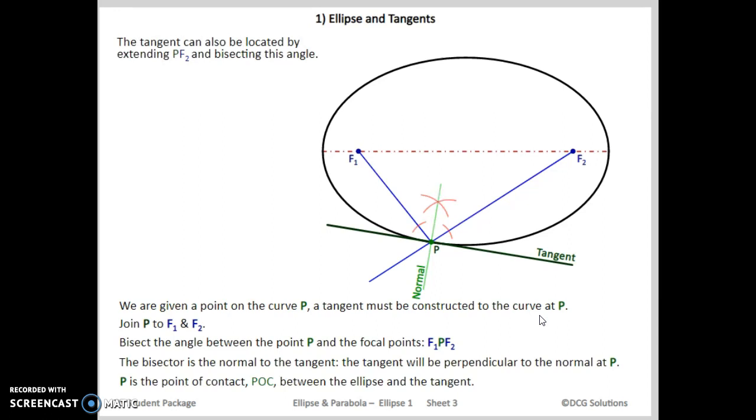The other way of doing it is, we have this angle here. If we continue F2 through P until it gets to here, I can just bisect this angle and it'll make this a tangent. But we don't find the normal that way.